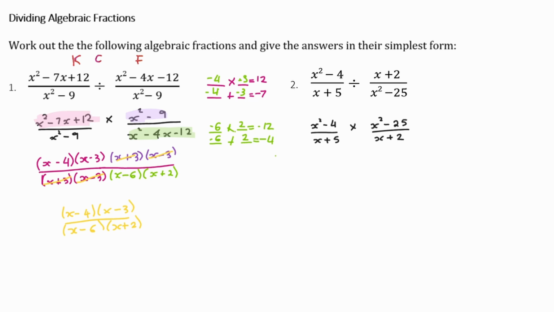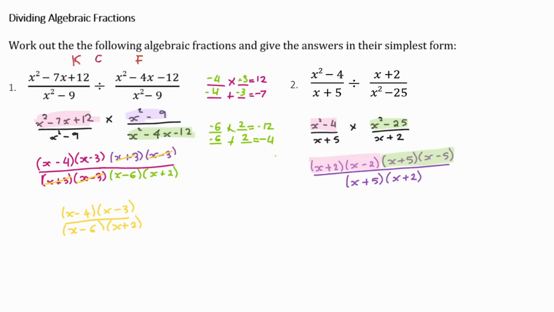We can then factorize our x squared minus 4 as x minus 2 and x plus 2 because it is a difference of 2 squares. Our second numerator is also a difference of 2 squares, so we can factorize x squared minus 25 into x plus 5 and x minus 5. So we have factorized x squared minus 25, and we have also factorized our x squared minus 4. In the denominator, we have x plus 5, which we are going to multiply with the x plus 2 in the second denominator.